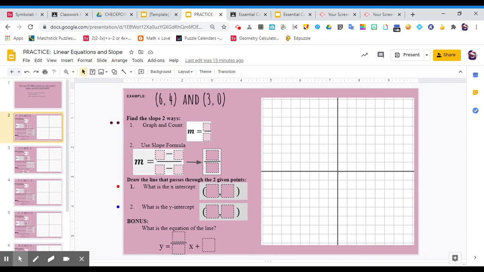So I'm going to give you 2 points. And the first thing that I want you to do is find the slope in 2 different ways. The first way is to graph and count the slope. So you're going to plot these 2 points on the graph.